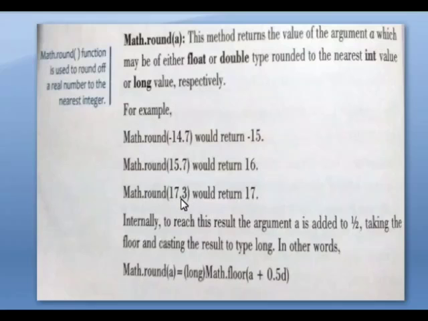Internally, to reach this result, the argument a is added to 0.5, taking the floor and casting the result to a long type. In other words, you have to write like this: Math.round of a equals long Math.floor of a plus 0.5. This b is the double value.